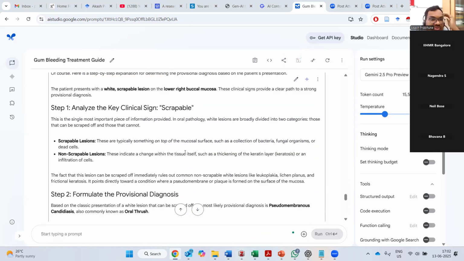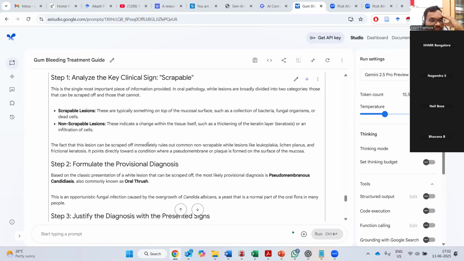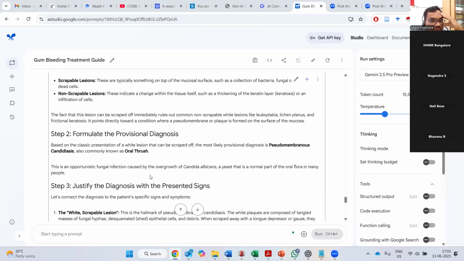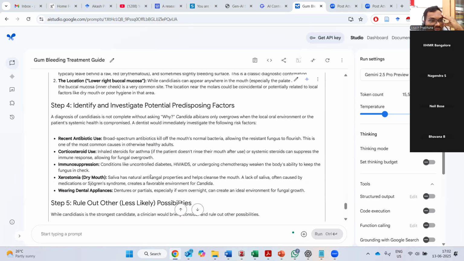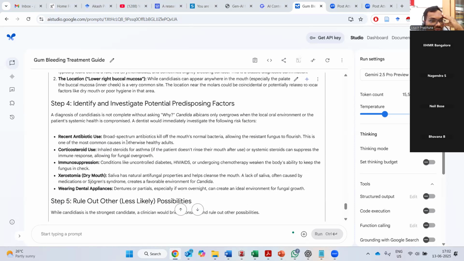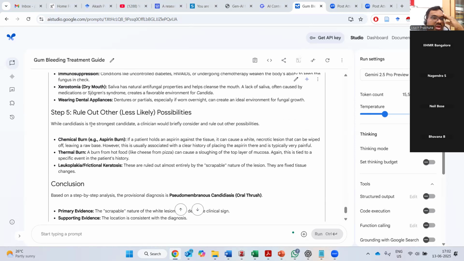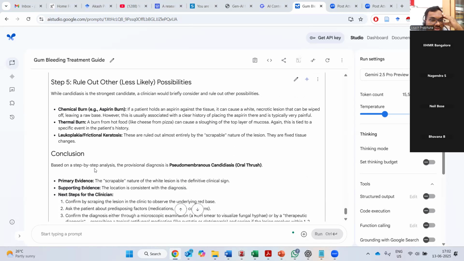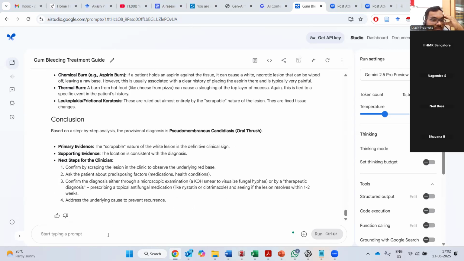So let's see what the machine is giving. Mucous surface, bacteria, fungal. Okay, so step one is looking at scrapable. Good. Okay, pseudomembranous candidiasis. Justifying why scrapable. Tobacco, they have not mentioned the chemical burn here. Thermal burn. Okay. So this has given me the answer pseudomembranous candidiasis.